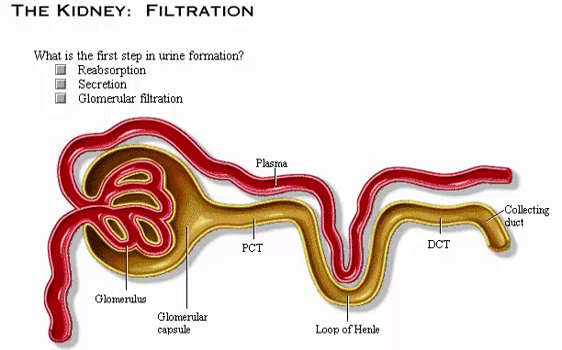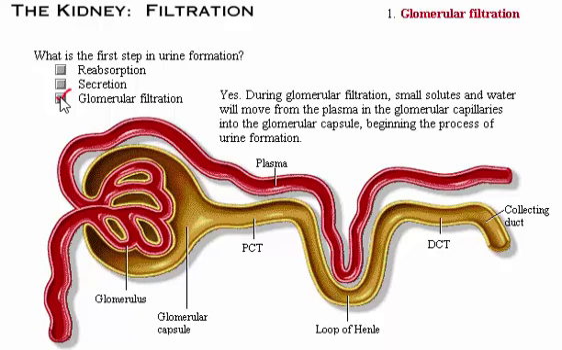During glomerular filtration, small solutes and water will move from the plasma in the glomerular capillaries into the glomerular capsule, beginning the process of urine formation.